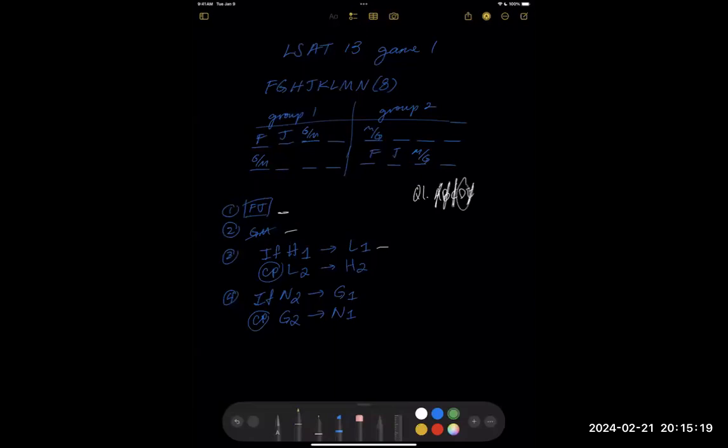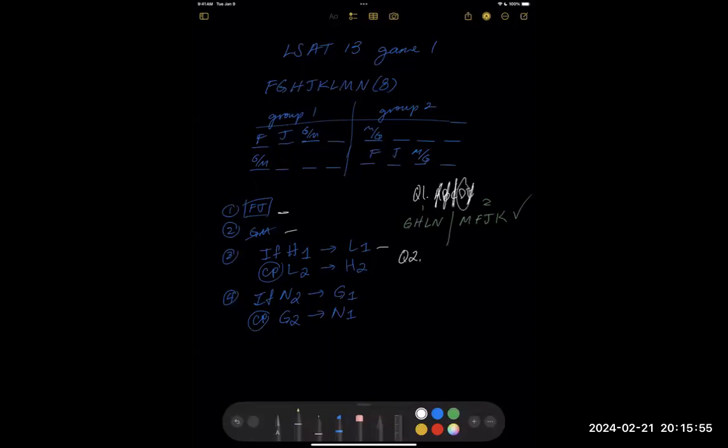Let's write that out for our bank of acceptable solutions. So we've got G, H, L, and N. That would be our group 1, and everybody else would be in group 2. So that would be M, F, and J. And who's left over? K. Okay. So this is one acceptable scenario where this is my group 1 and this is my group 2. Okay. Moving on.